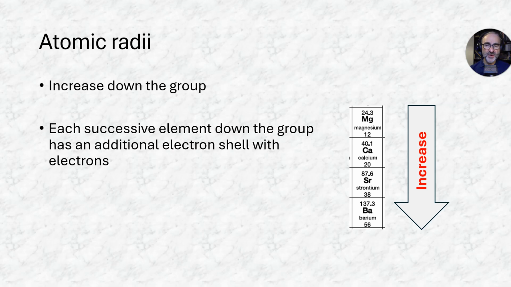So we'll look at the trends in the atomic radii. The atomic radii increase down the group. Hopefully that's not too big a shock. And the reason is because each successive element going down the group has an extra shell of electrons, an extra energy level that has electrons in it. So those electrons are further from the nucleus. And yes, as we go down the group, the nucleus does have a bigger charge, but there's also additional shielding because there's an extra full shell of electrons between the outer shell and the nucleus.